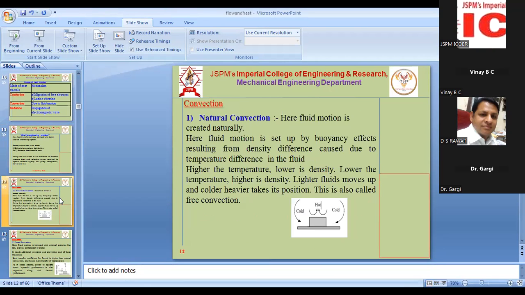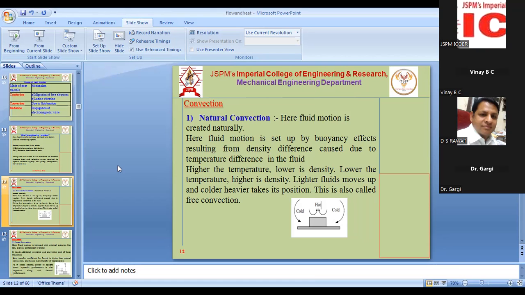Now we'll go to natural convection. As I mentioned, in natural convection the fluid motion is created naturally because of buoyancy effects. The lighter fluid will move up and the heavier fluid will come down. Generally, as the temperature increases the fluid becomes lighter, and as the temperature reduces it becomes heavier. So heavier will move down and lighter will move up. Because of that, the flow of the fluid is created.